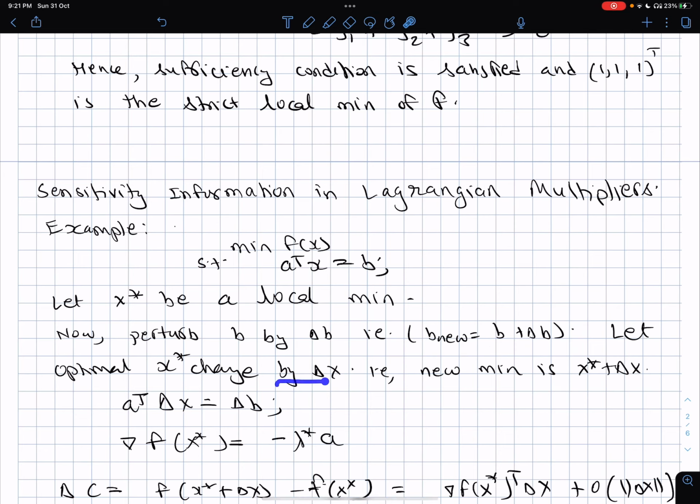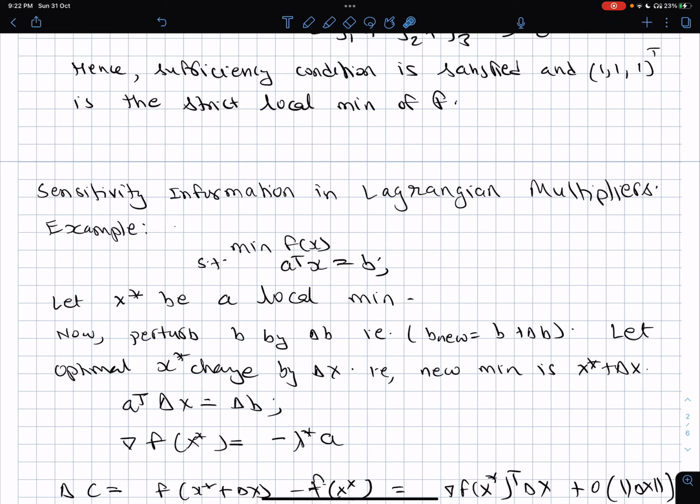And let's say that the optimal changes by delta x. So the optimal becomes x star plus delta x. The new minimum is at x star plus delta x. Then the question is how much is the change in the cost of the objective function. So this information can be connected to the Lagrangian multiplier as shown below.